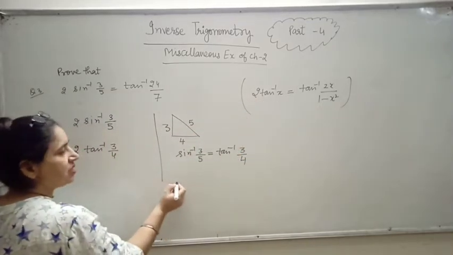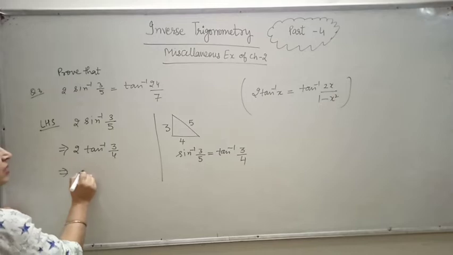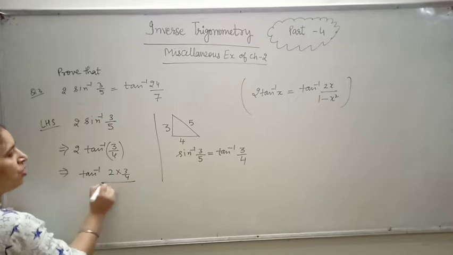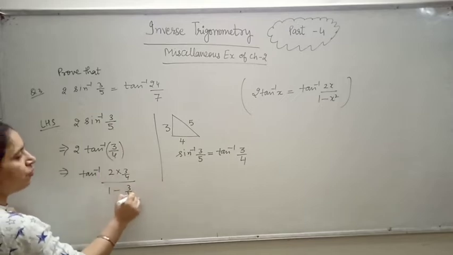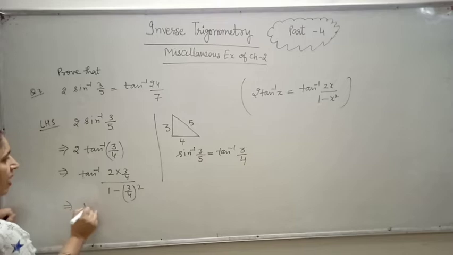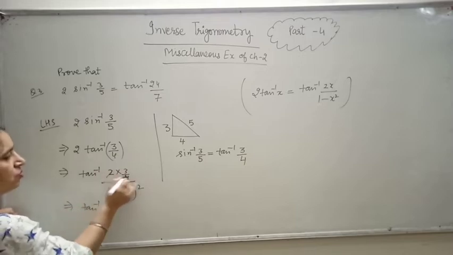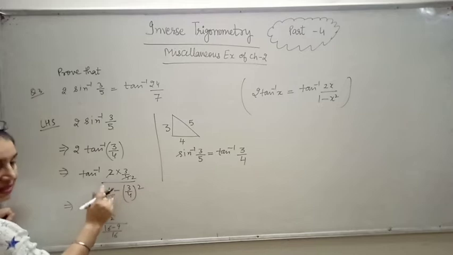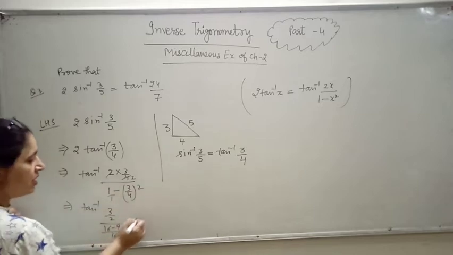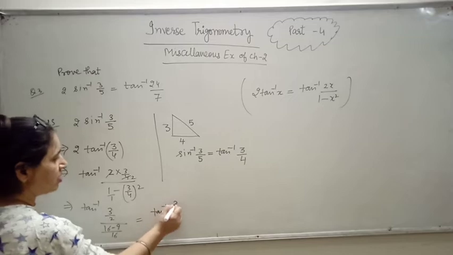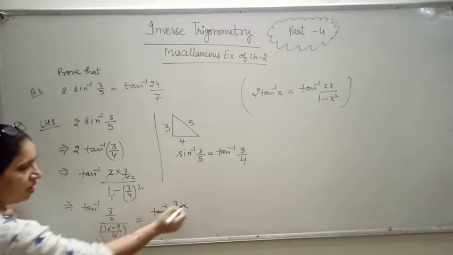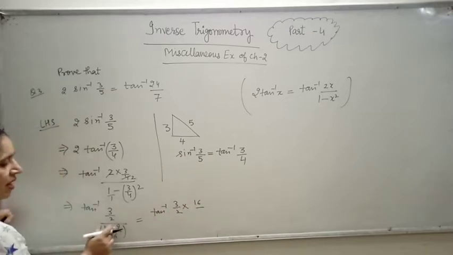You are supposed to write this reason here, that it would be tan inverse 2x, where x is now 3 by 4, upon 1 minus x square, which means 3 by 4 whole square. So it would become tan inverse, now this is 2 times 3 by 4, that is 3 by 2, upon 16 minus 9 by 16. After simplification, take the LCM. So it would be tan inverse 3 by 2 into the reciprocal of the denominator, 16 upon 16 minus 9, which is 7.